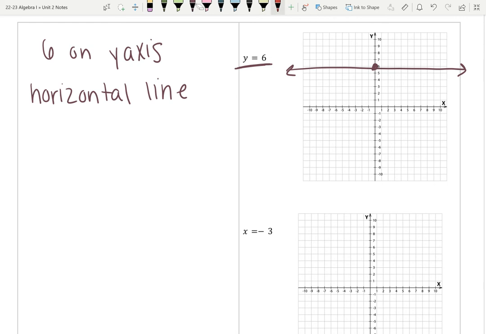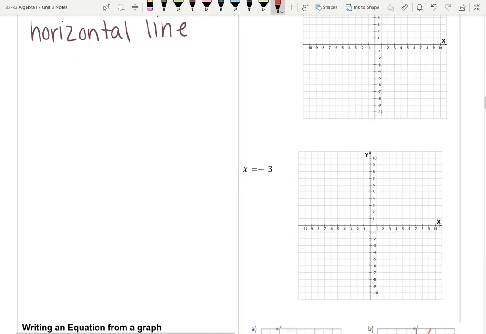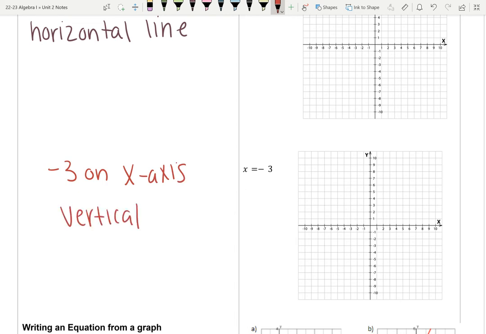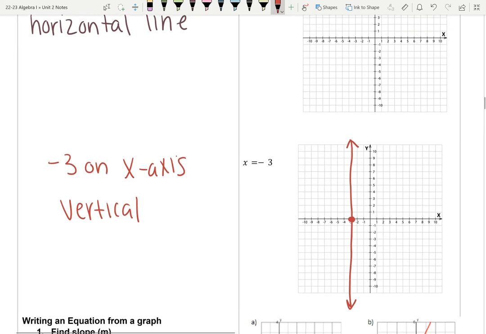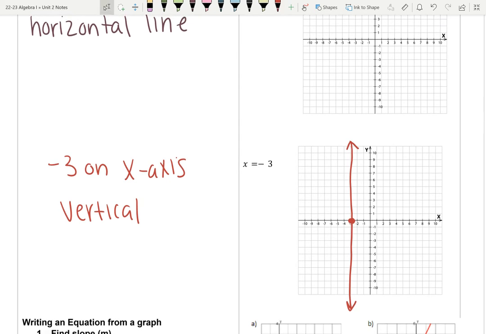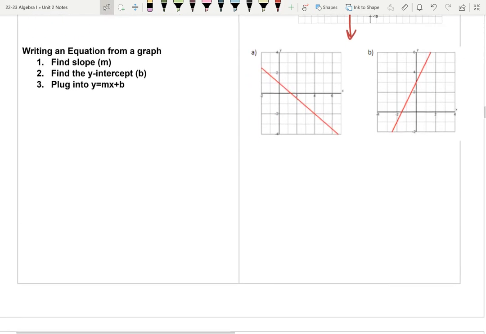So you can probably guess what the next one is going to be. We're going to start at negative 3 on the x-axis and then make a vertical line. So I'm going to go to my x-axis, negative 3. If I went horizontal, again, I'd be retracing the axis, so that's not right. So I'm going to go vertical, up and down. Those ones are pretty easy. It's just getting mixed up on whether it's horizontal or vertical.